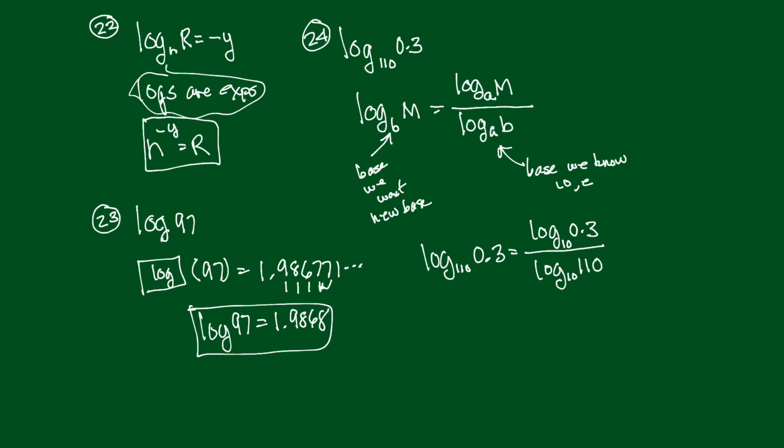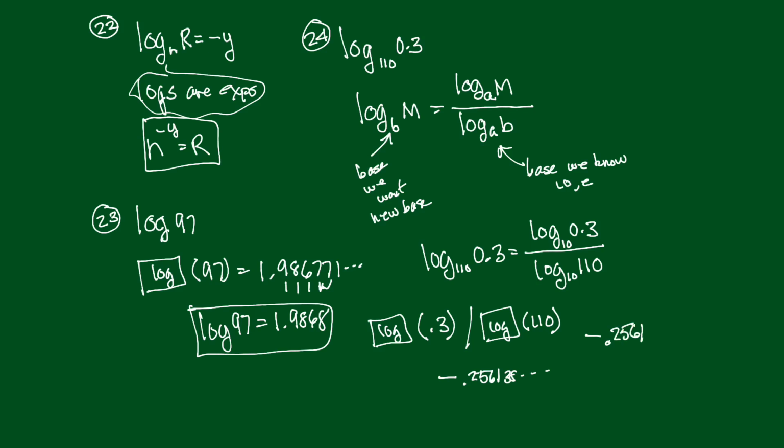All right, so on my calculator, I'm going to type this. I press the log key, I get a parentheses. Put in 0.3, close the parentheses. Press the division key. Now press the log key again, you get a parentheses, and put in the 110. Close the parentheses and press enter. Now when I did that, I got negative 0.256, and so on. I'm just going to round to 4 decimal places, so I'm going to write this as negative 0.2561.